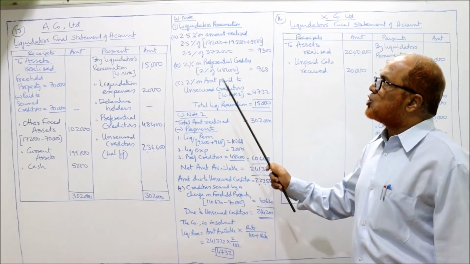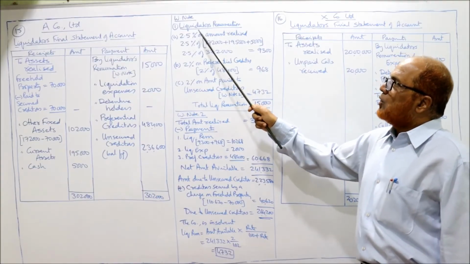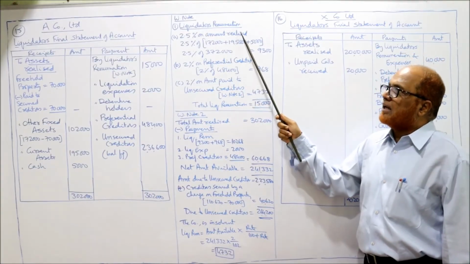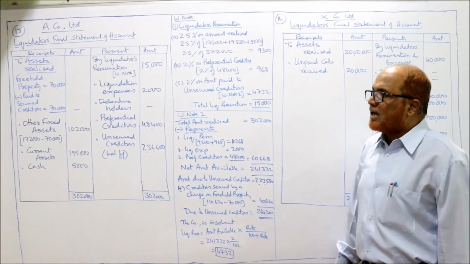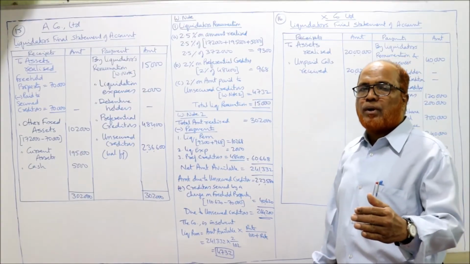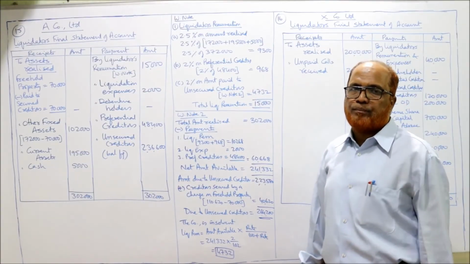Now come to working note. Liquidator's remuneration, 2.5% on amount realized. How much amount has he realized? He sold all the property including freehold property.